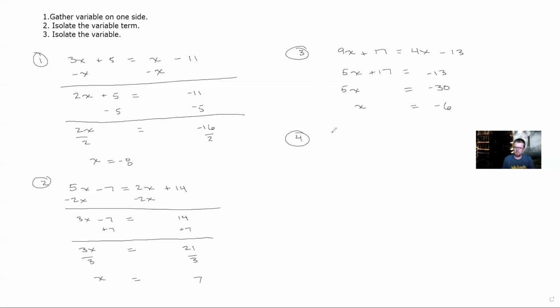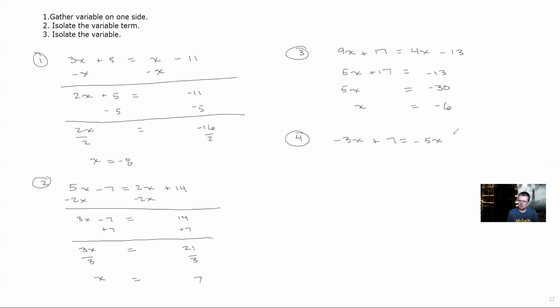Let's do one more. Negative 3x plus 7 equals negative 5x minus 1. So first I'm going to gather all my variables on one side. So I would add 5x to both sides. Then isolate the variable term, subtract 7 on both sides. And last, isolate the variable, divide by 2 to give x equals negative 4.